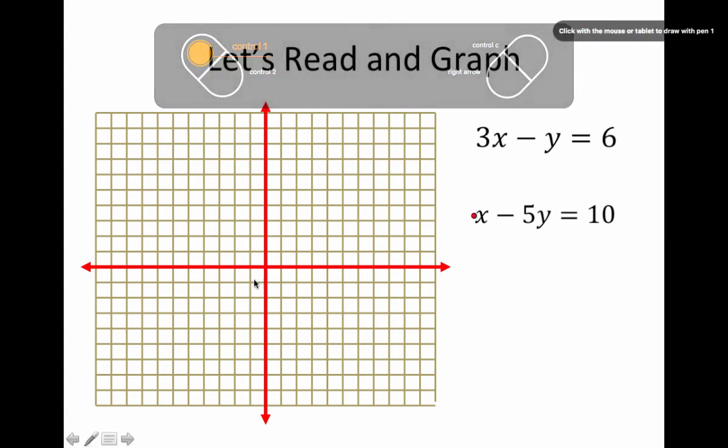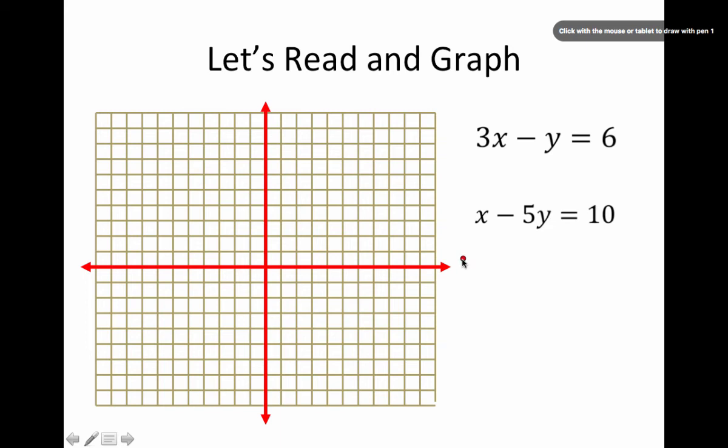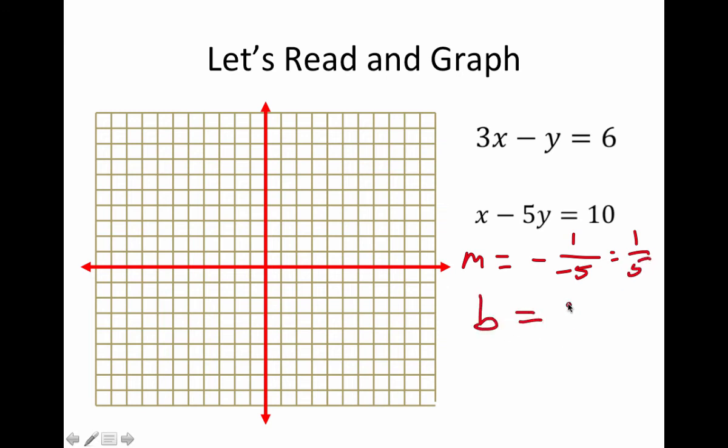Next one. Slope negative a over b is positive 1/5. Y-intercept c over b is -2. Plot the point, -2, apply the slope, up 1, right 5, connect the dots, and we're rolling.